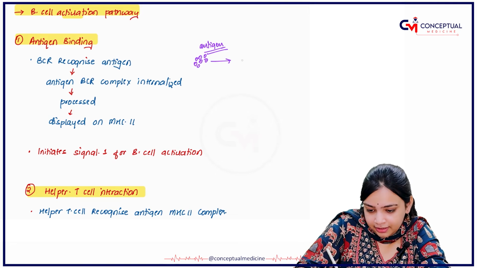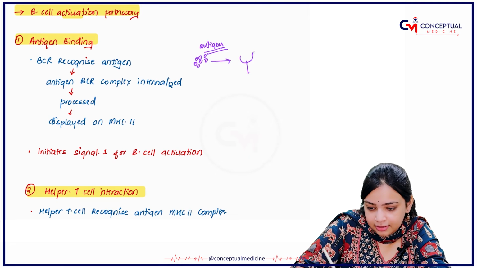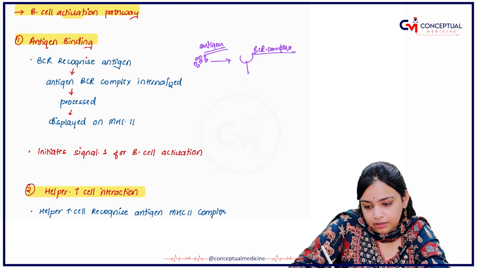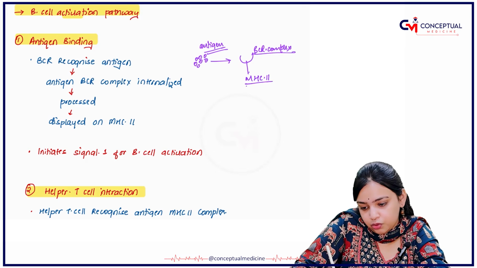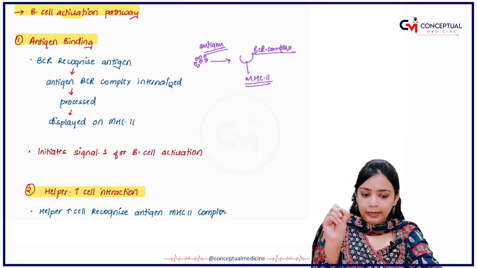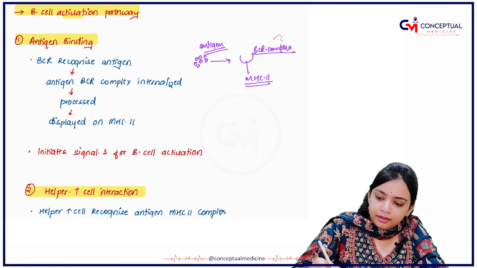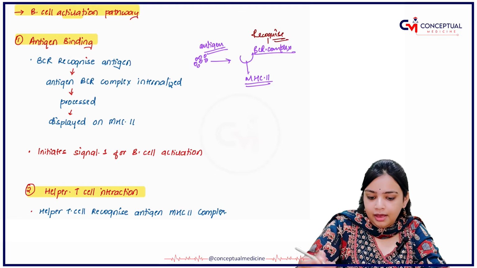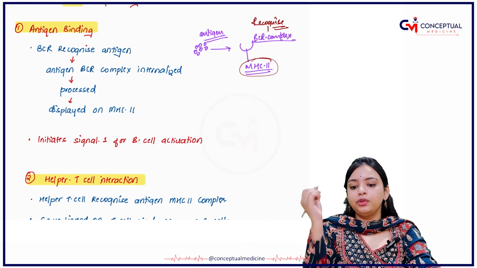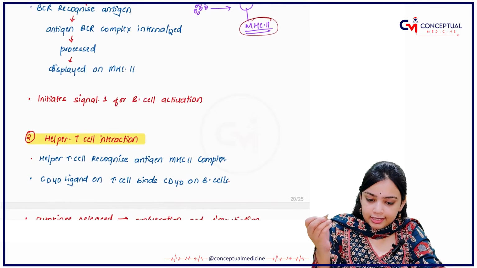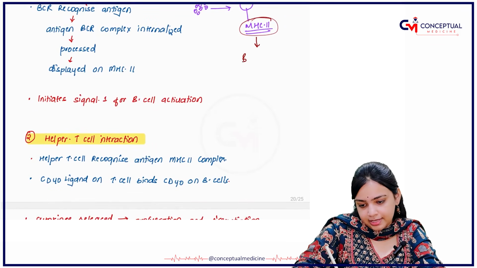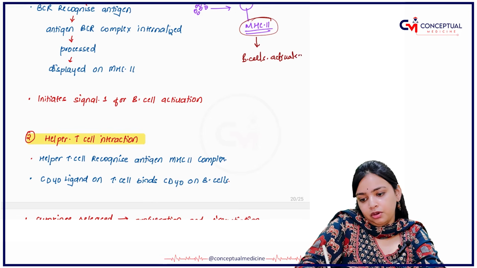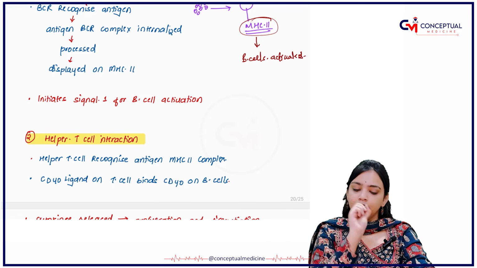Then there is something called a BCR complex on the MHC2. So whenever this antigen will come, the BCR complex will recognize it, and they are basically displayed on the MHC class 2. They initiate the signals, and then the process of B cell activation is there.